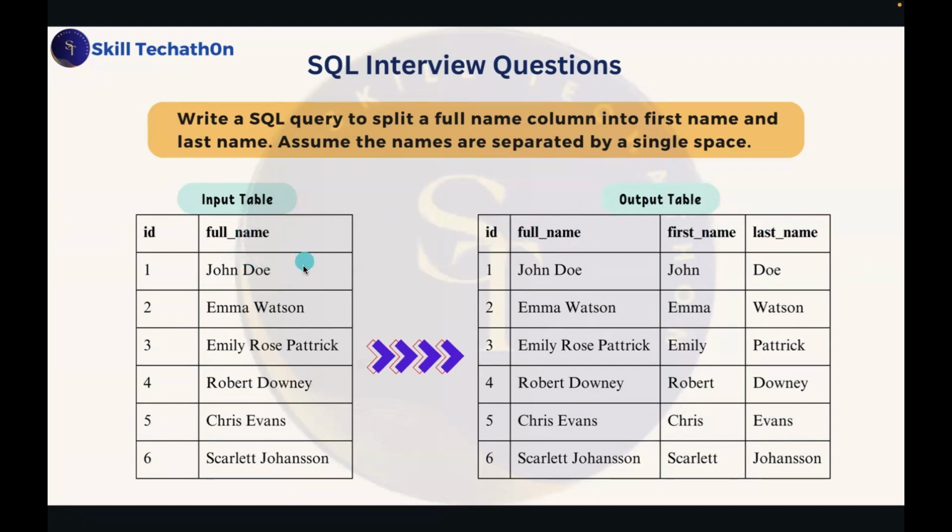If we look into the input table, all these names except Emily, Rose, Pattrick have two words in them, the first name and the last name. However, ID 3 has a first name, middle name, and last name. And in the output, we only want the first name and the last name, not the middle name. So for all these rows, we only want the first name and the last name. Let's go to SQL and check how we can do it practically.